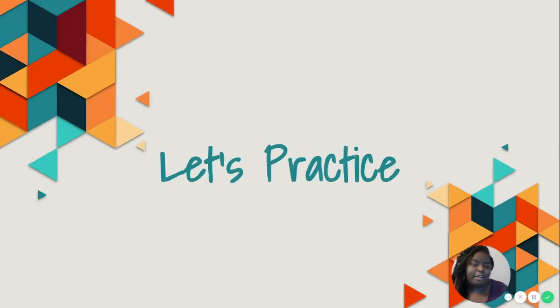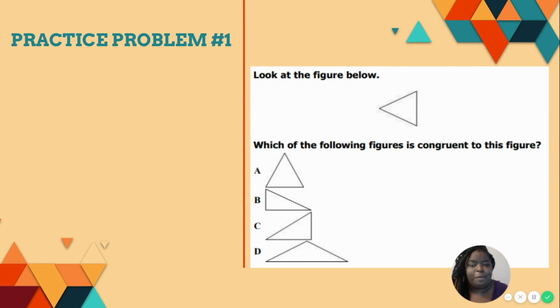So to go back to what we did yesterday, we're going to do a couple more practice problems. Here's practice problem number 1. It says to look at the figure below. Which of the following figures is congruent to this figure? Looking at this particular figure, we can see that it is a 3-sided shape, which we would call a triangle. And our option choices are also 3-sided shapes, which are also triangles.